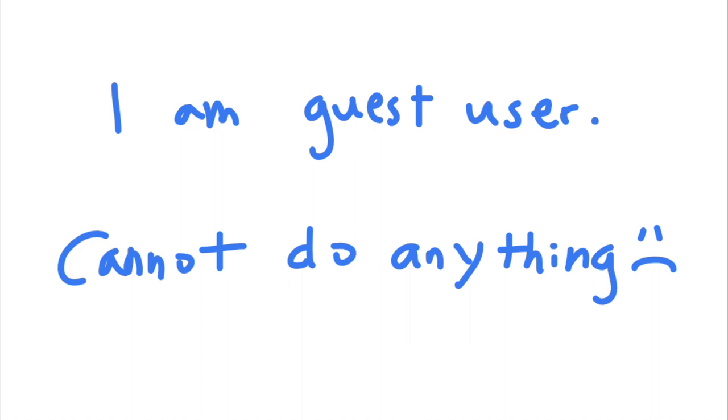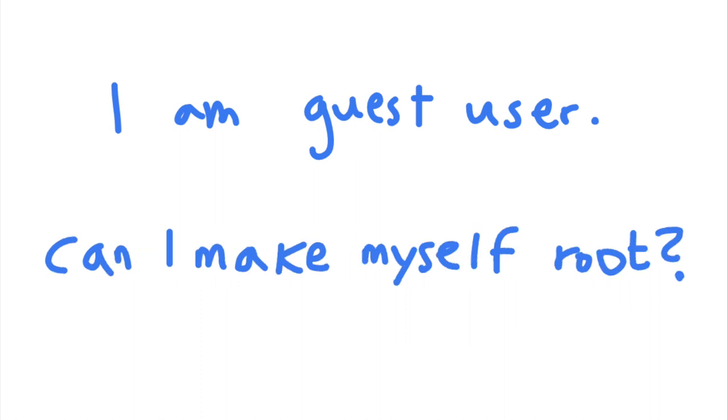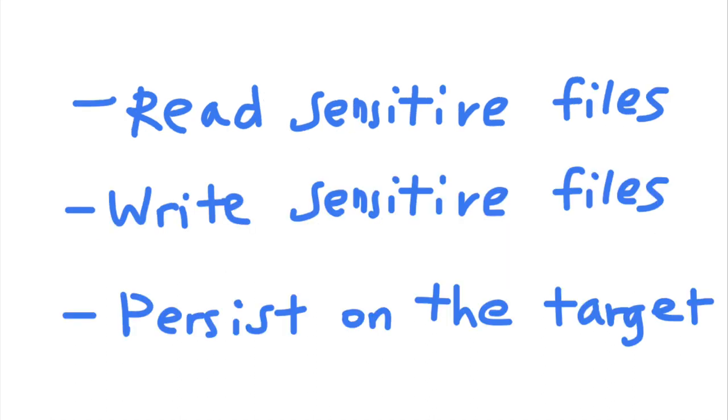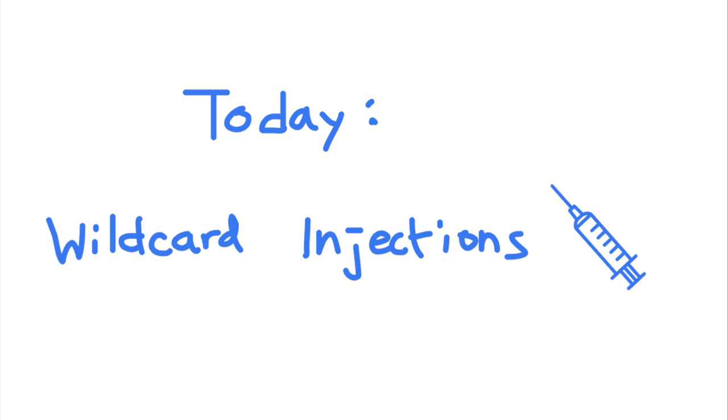If they can only find a way to trick the system into thinking that they are the root user, the attacker can carry out more powerful attacks like reading and writing sensitive files and inserting permanent backdoors into the system. And this is where privilege escalation comes in. Today, let's talk about how attackers can exploit wildcard injections to escalate their privileges.